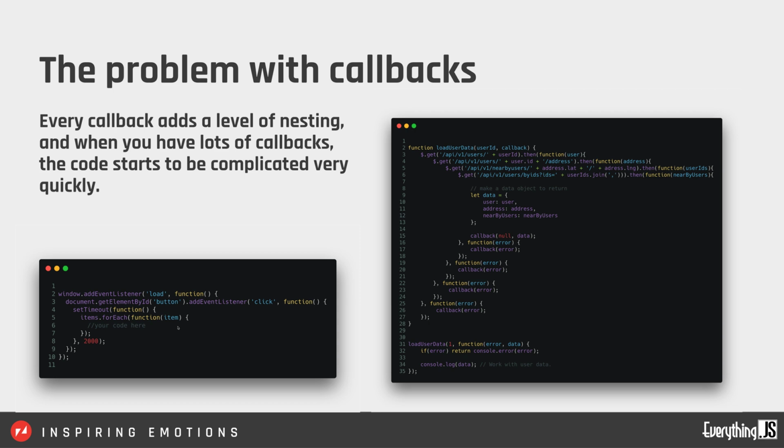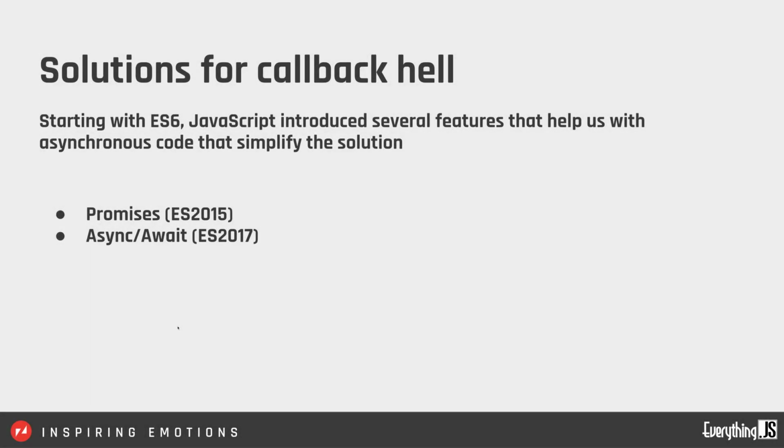So it's difficult to handle with callbacks. And here also we have listened to window load, and then a button click event, and then a timeout. This is an example, but it also explains how callback hell works. Basically, we call this kind of situation callback hell. To overcome this, we can use modern features like promises and async await.